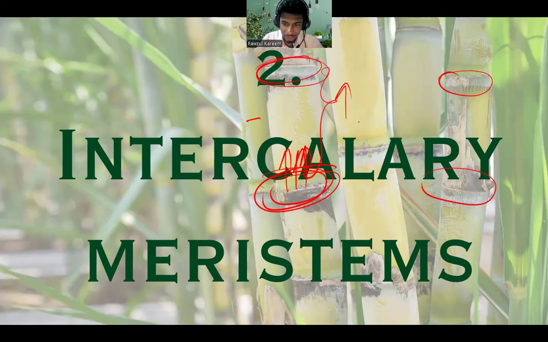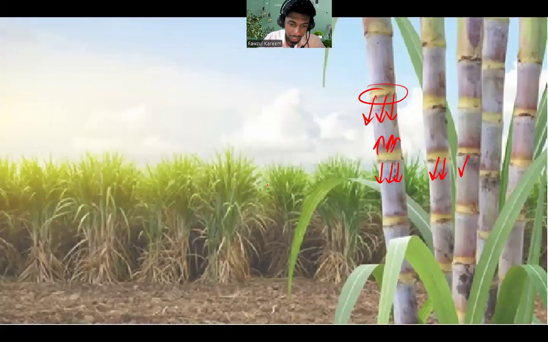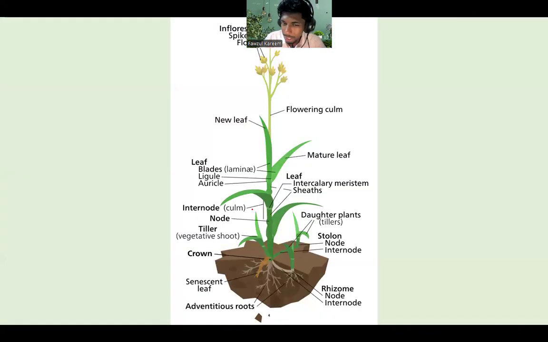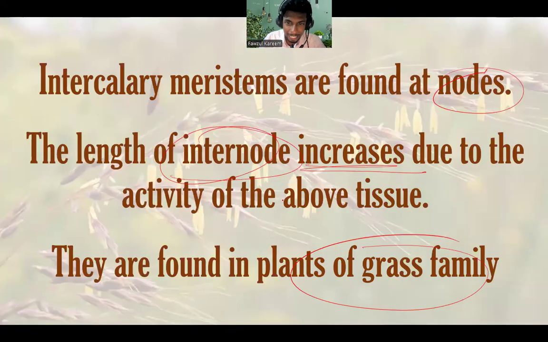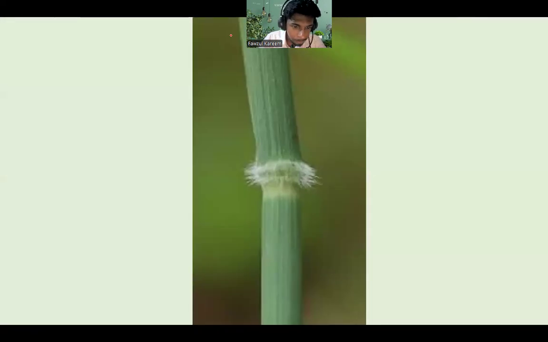It will increase. Yes. Okay. Because they are producing cells in both directions. And they are found in plants of the grass family. Here in the grass, the sugarcane and the bamboo of the grass family, you can observe these intercalary meristems. The length of the internode increases due to the activity of this tissue, meaning the intercalary meristem is such a tissue, no? Yes, the intercalary meristem is the reason for increasing the length of the internode.